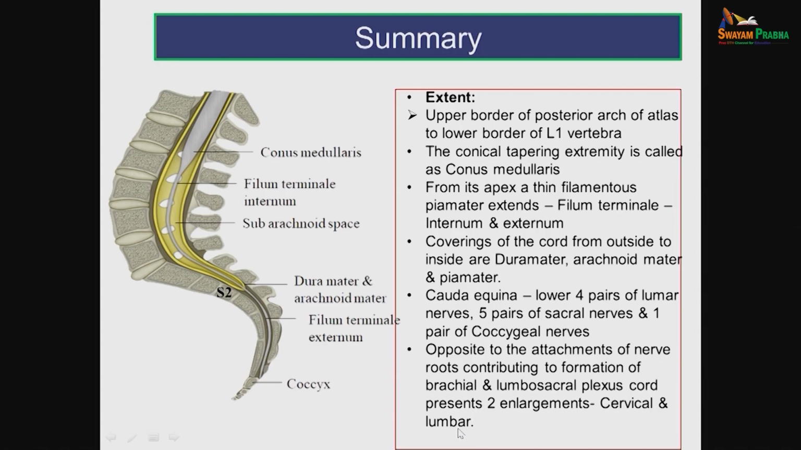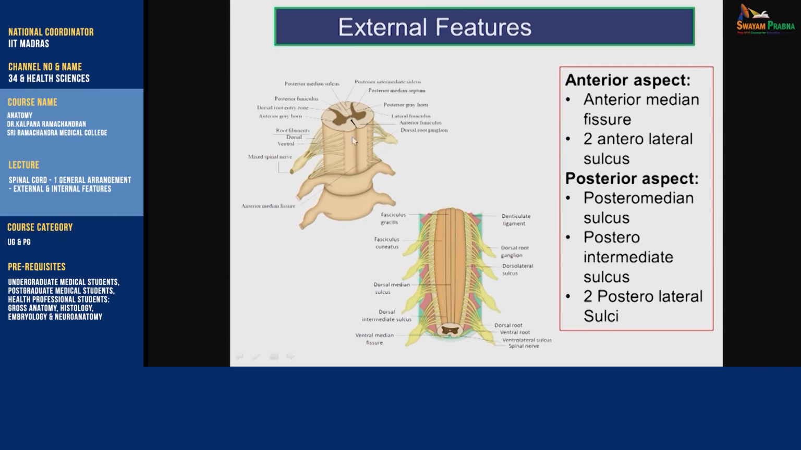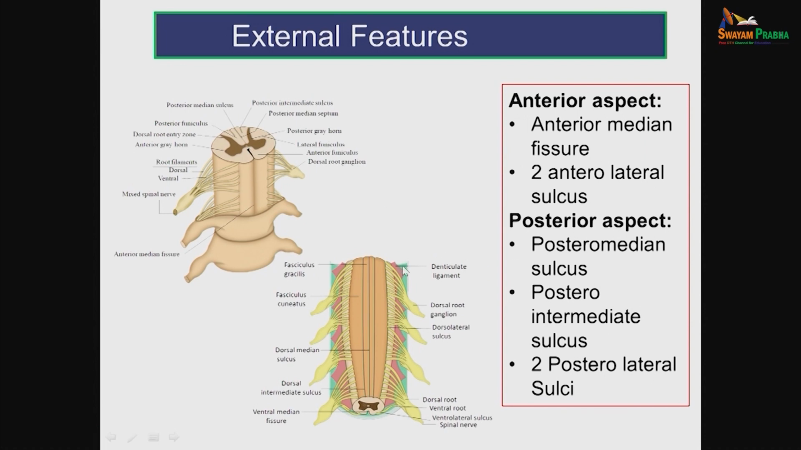Having learnt these, we will move on to the next section, that is the external features of the spinal cord. This is a cross section of spinal cord which is seen. We will be now studying the external features of the cord. This is the anterior surface of the cord, and this is the posterior part of the cord. So, there is an anterior median fissure and a posterior median sulcus. This is a posterior view. The anterior median fissure and posterior median sulcus and a septum divide the cord into two symmetrical halves.